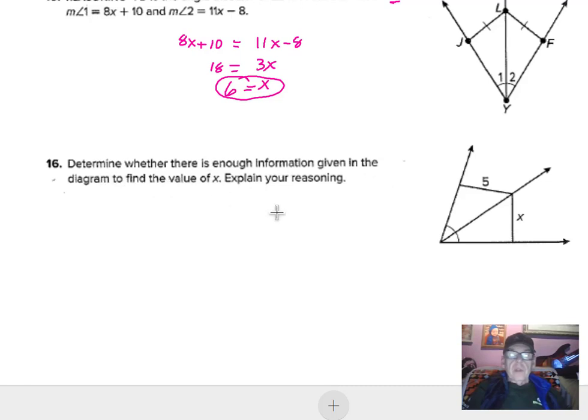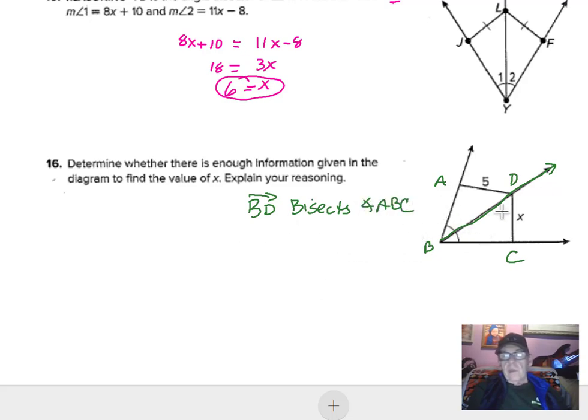Determine whether there's enough information to find the value of x. Explain your reasoning. So this ray bisects this angle. Let's give it some names. Let's call this angle ABC, and we'll call this D out here. So we could say that ray BD bisects angle ABC. So point D is on ray BD.